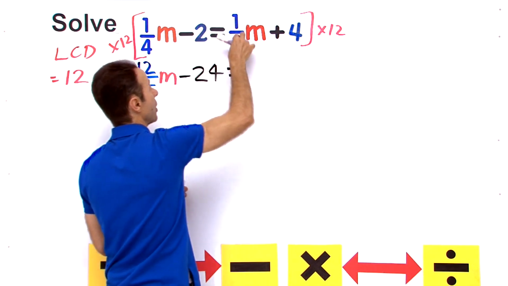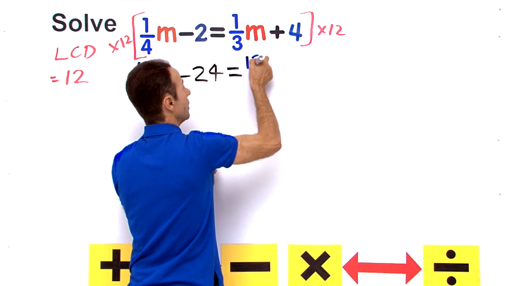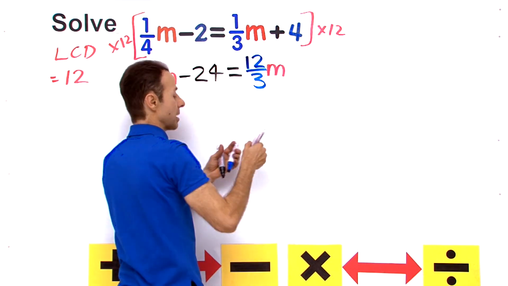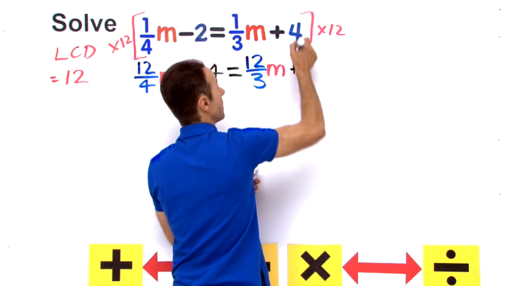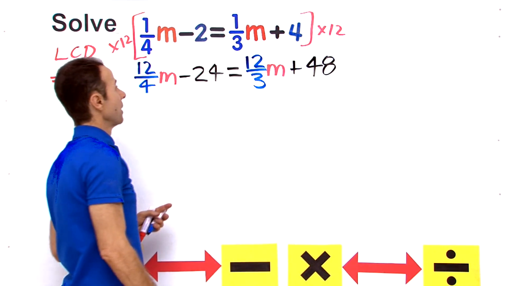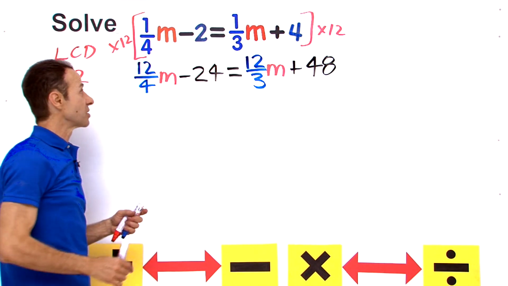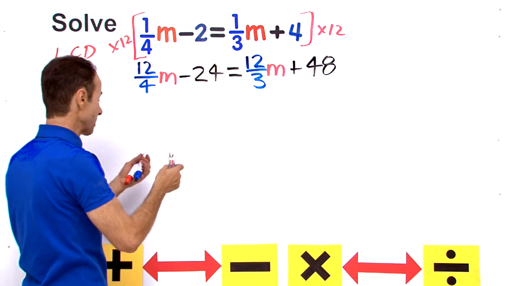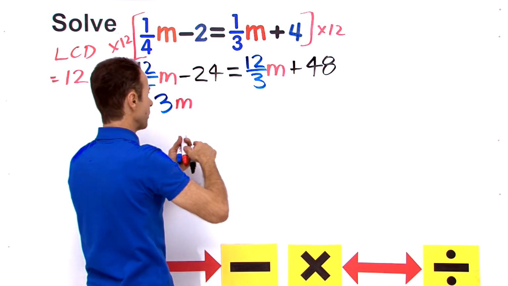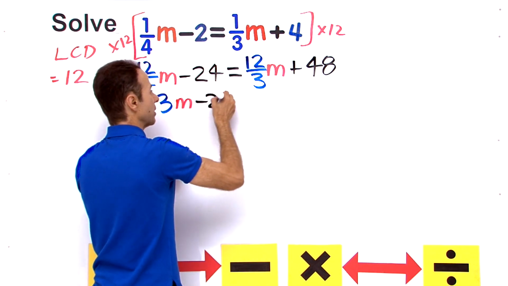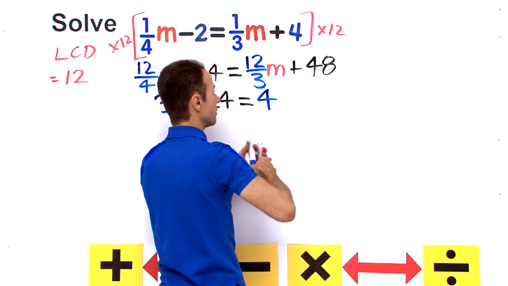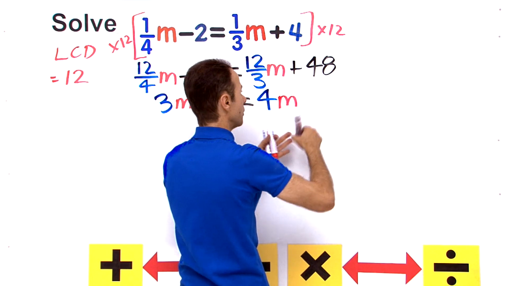And then 12 times 1/3 will simply be 12 on 3. Bring down the m, 12 on 3m, plus 12 times 4, that's going to give us a value of 48. Okay, there we go. Now let's really get rid of those fractions. Now 12 divided by 4, that's just simply 3, isn't it? So that's going to be 3m minus 24, bring that down. Bring down the equals. 12 divided by 3, well that's going to be 4, isn't it? 4 what? 4m, and bring down the 48.